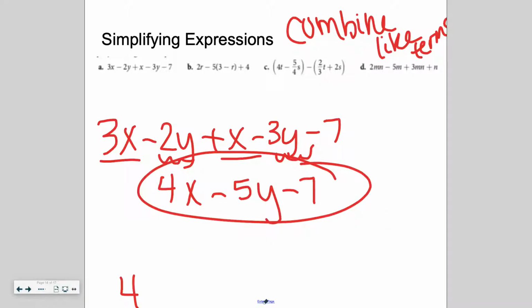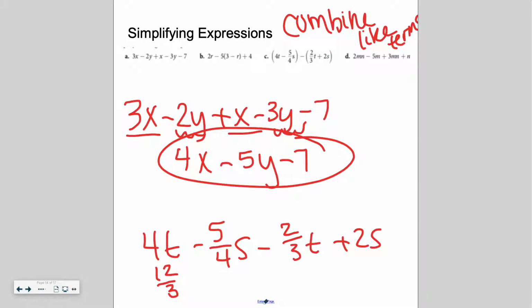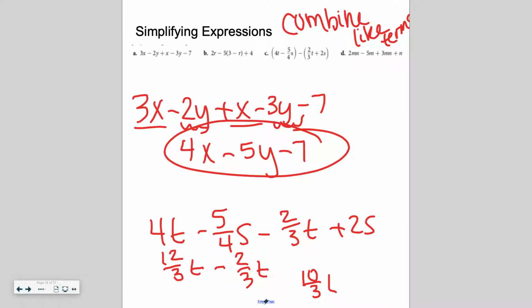So C is 4t minus 5 fourths s. I'm going to go ahead and distribute my negative. So minus 2/3 t plus 2s. So 4t minus 2/3 t. I need to get the 4 so that it's in thirds. So what can I multiply? It'd be 12/3. So 12 over 3 t minus 2 over 3 t is going to give me 10 over 3 t. And then you would change that into fourths too.